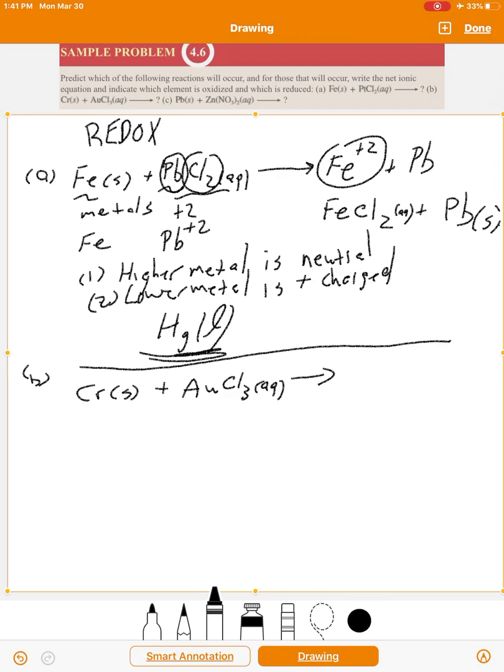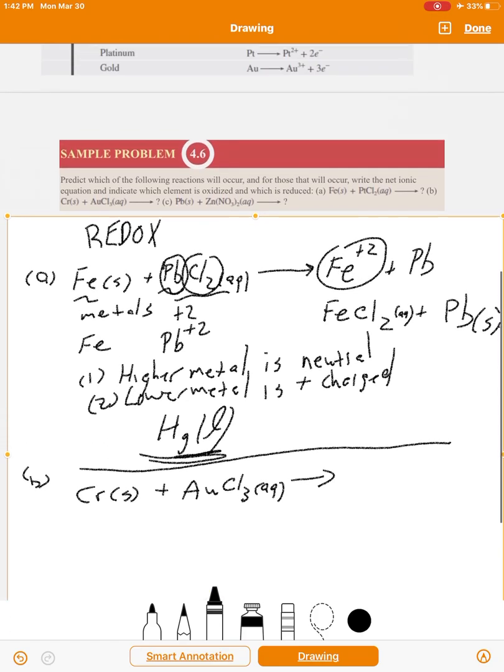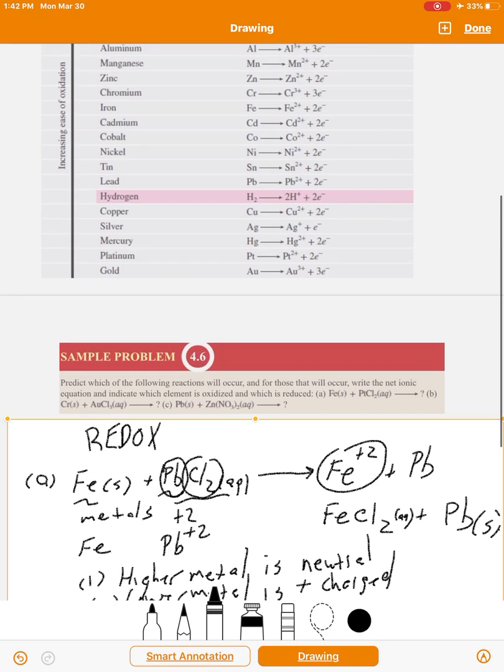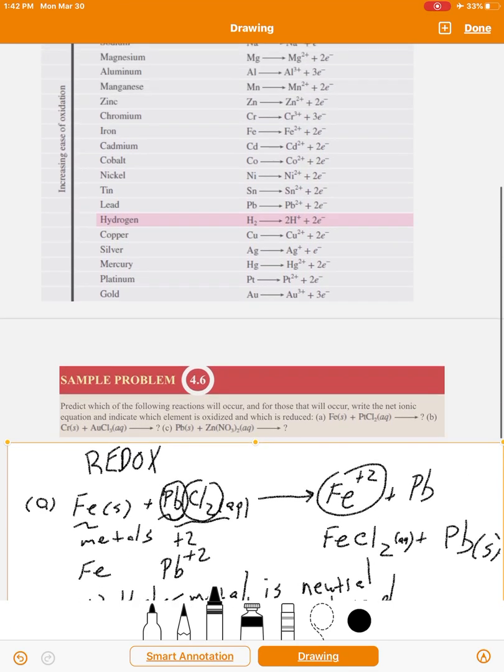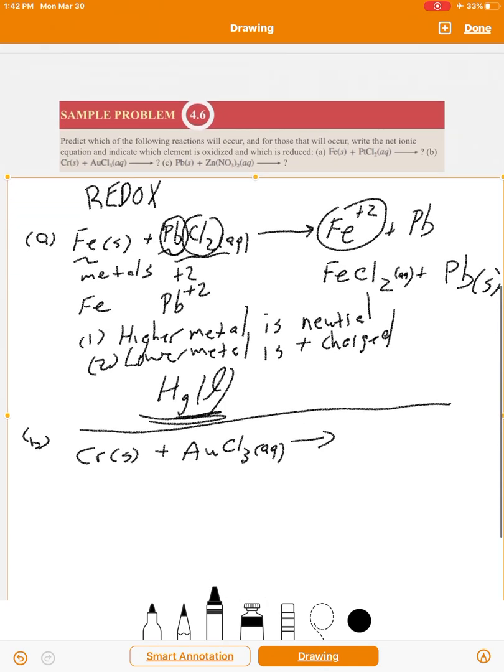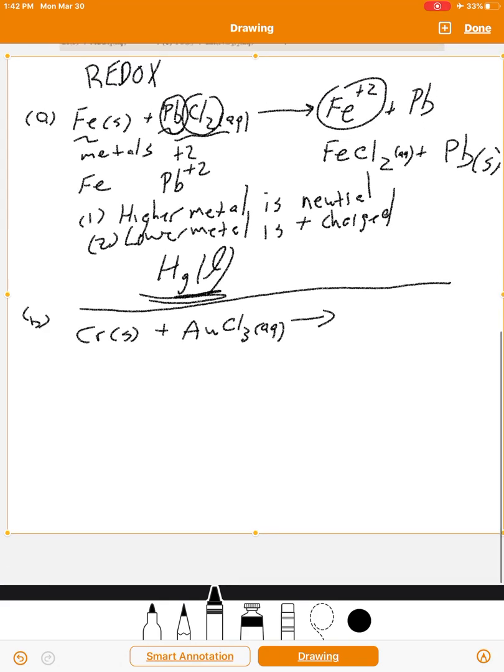Okay? So let's see if the one that is higher up is neutral. Chromium, if you take a look, chromium, Cr, is higher up than gold. Gold is all the way at the bottom. Au is all the way at the bottom. So the one that's higher up needs to be neutral. Well, chromium is neutral. It has a charge of 0, so it's higher up, so it will react.